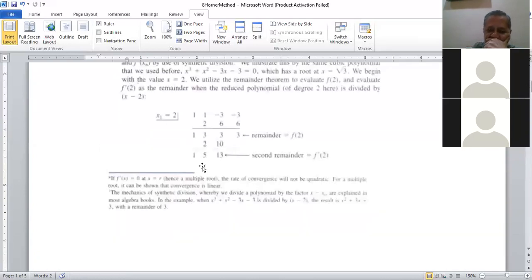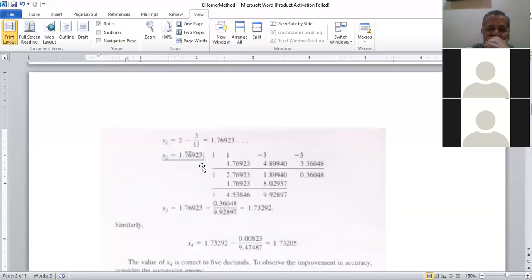ये इतना गैप क्यों हुआ? अच्छा, पिक्चर की वजह से। So 2 minus 3 upon 13 comes out to be this। और वो पिछला प्रोसेस पूरा जो है सिंथेटिक डिवीजन का, जो हमने x इक्वल टू 2 के लिए किया था, वो x इक्वल टू न्यू x जो वैल्यू आई है उसके लिए करेंगे। So the new remainder function value is this, second remainder derivative value is this. So the new x is obtained as previous x minus function value at previous x divided by derivative value at previous x, and we get the new value of.